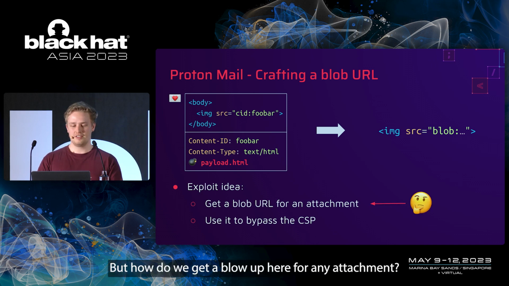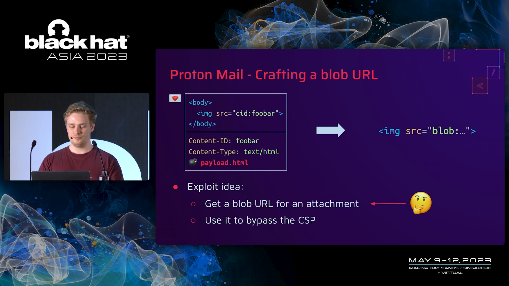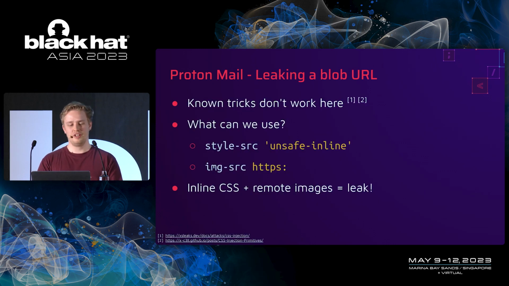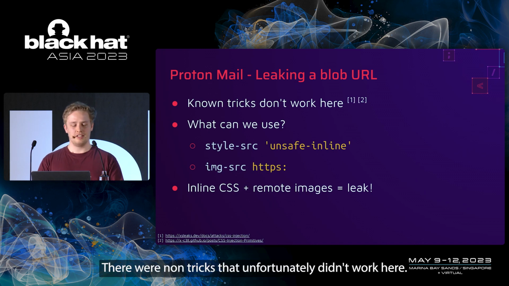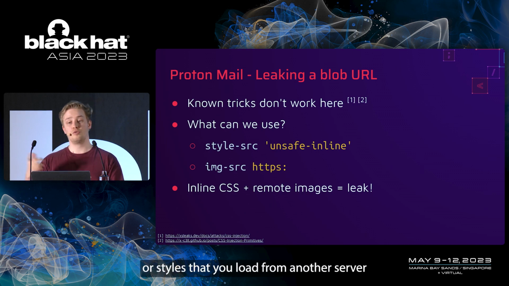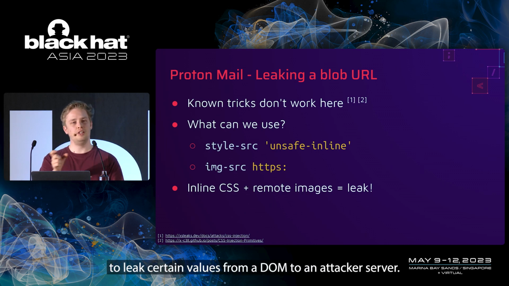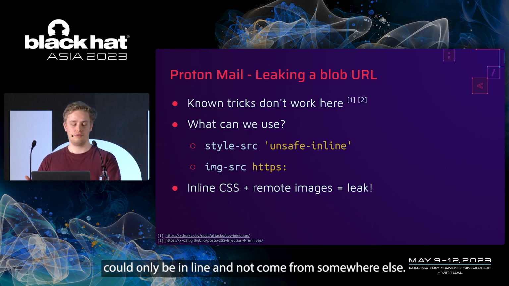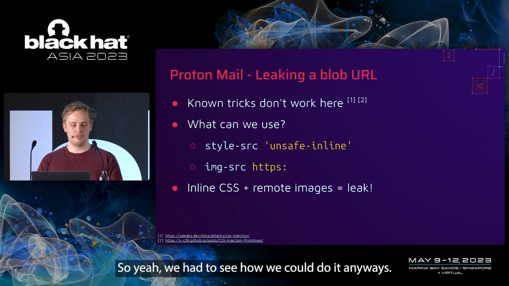But how do we get a blob URL for any attachment? And here I had to become a little bit creative. There were known tricks that unfortunately didn't work here. So there's, for example, ways how you can use fonts or styles that you load from another server to leak certain values from a DOM to an attacker server. But we couldn't use fonts from anywhere, and styles could only be inline and not come from somewhere else. So yeah, we had to see how we could do it anyways.